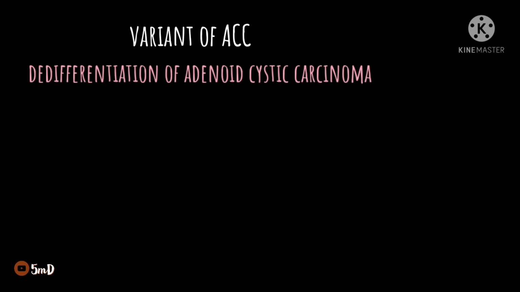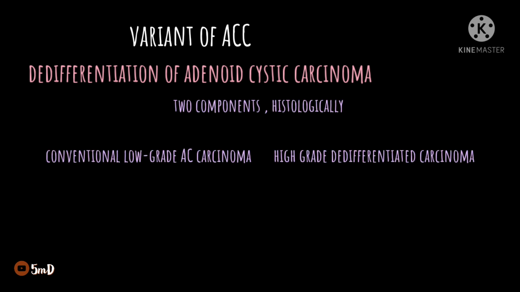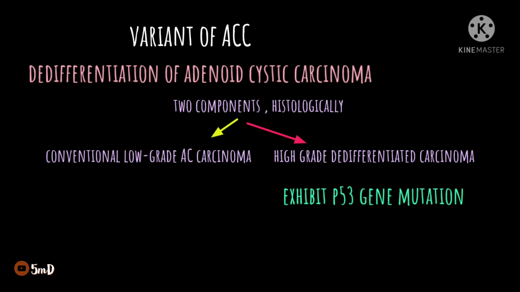There is a variant of adenoid cystic carcinoma which is recently noted, the dedifferentiation of adenoid cystic carcinoma. It consists of two components, conventional low-grade adenoid cystic carcinoma and a high-grade dedifferentiated carcinoma. The high-grade dedifferentiated carcinoma establishes p53 gene mutation. Thus we saw in short about adenoid cystic carcinoma.